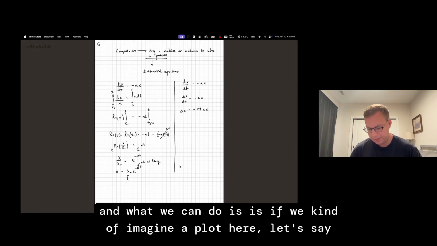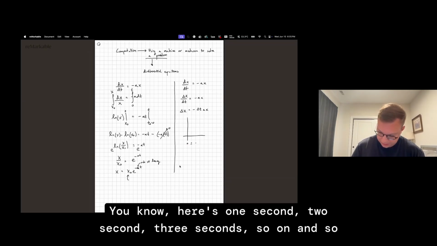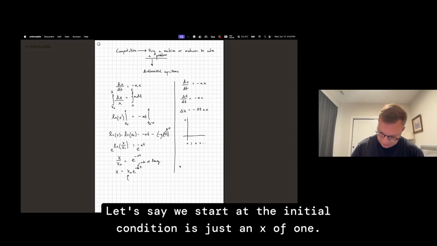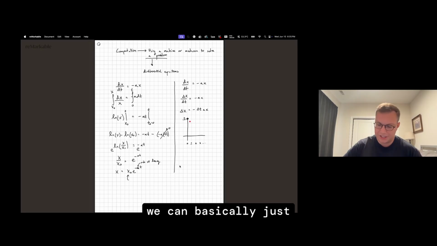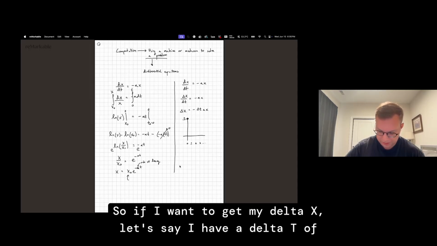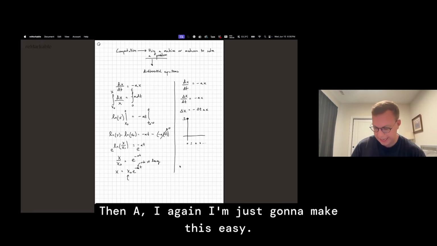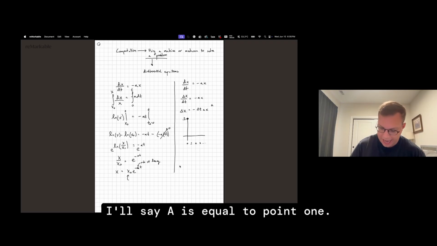And what we can do is imagine a plot here, let's say this is time 0, here's 1 second, 2 seconds, 3 seconds, and so on and so forth. And then we have x. Let's say the initial condition is just an x of 1. We can basically just approximate some step and then keep approximating forward. So if I want to get my delta x, let's say I have a delta t of 1. Then, again, I'm just going to make this easy, I'll say a is equal to 0.1.